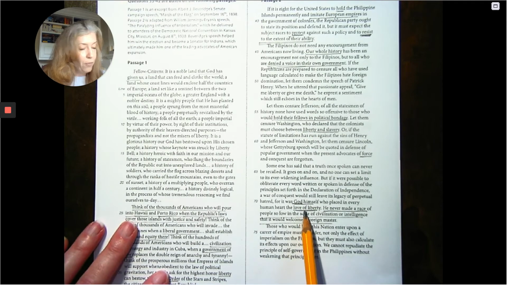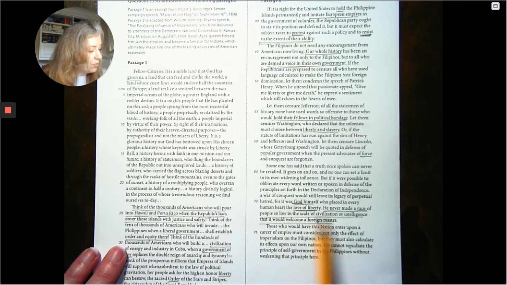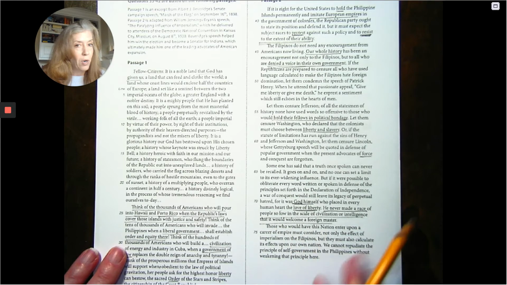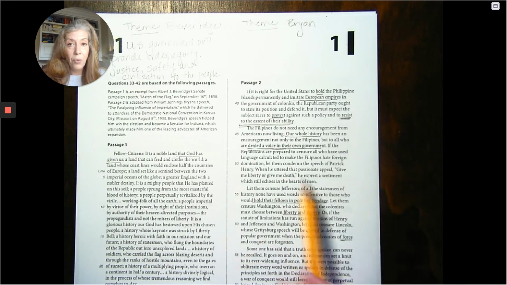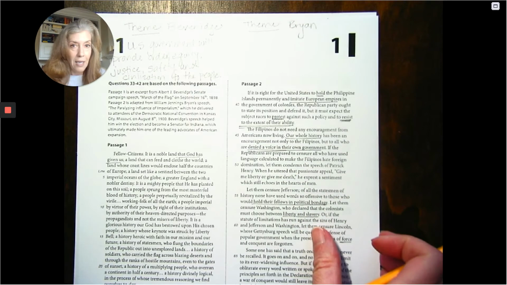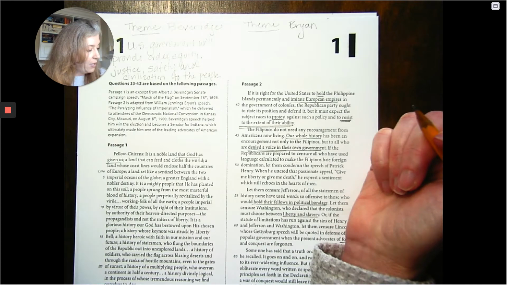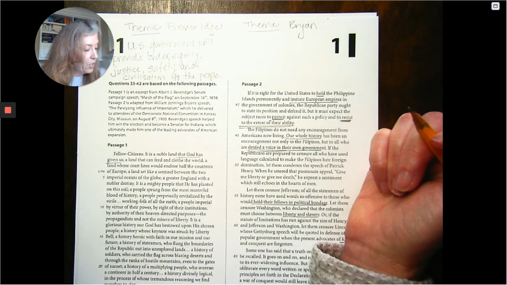God himself put it in the hearts of everybody to love liberty. And I really thought this was interesting. God himself never made a race of people so low on the scale of civilization or intelligence that it would welcome a foreign master. So all in all, our prediction was correct. Brian does not agree with Beveridge's stance on the U.S. foreign policy. So let's go ahead and put that into our theme.